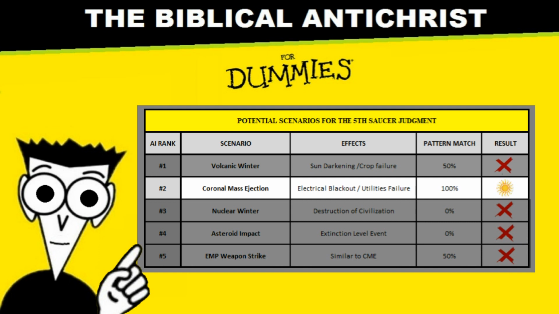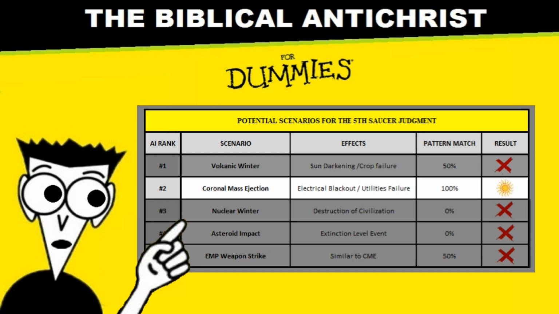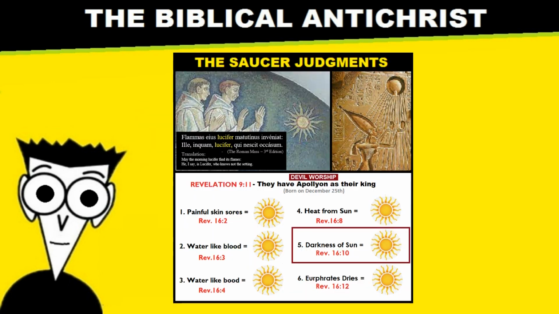The skin sores, caused by the sun. Red tide, exacerbated by global warming, from the sun. Freshwater toxic algae bloom, exacerbated by global warming, from the sun. Heat and fire, caused by global warming, from the sun. And a coronal mass ejection, which would also be caused by the sun. That is the only scenario that also falls into the pattern of the saucer judgments brought against modern Roman sun worship, December 25th, also known as Lucifer and his trinity of 3 unclean frog spirits.